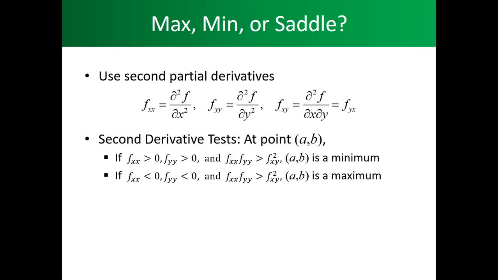Under these conditions, it's a minimum. Now, if f sub xx, the second partial, is less than 0, and the second partial with respect to y is also less than 0, and if the product of the second partial with respect to x and the second partial with respect to y is greater than f sub xy squared, then it's a maximum.